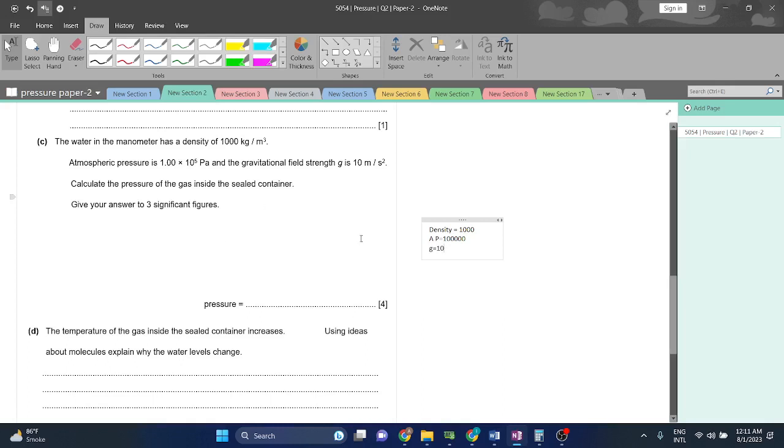Calculate the pressure of the gas inside the sealed container. Very simple question. We're going to apply the formula. Pressure is equal to rho g h. Rho is density, g is gravitational field strength, h is height. But we'll have to add the atmospheric pressure at the start in order to find the pressure of the gas inside the sealed container.